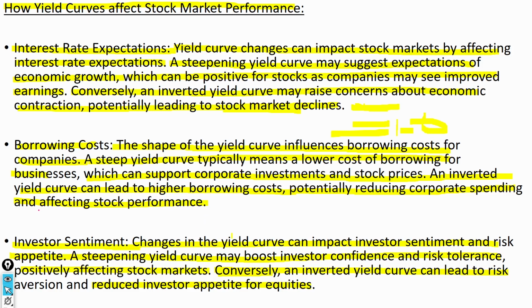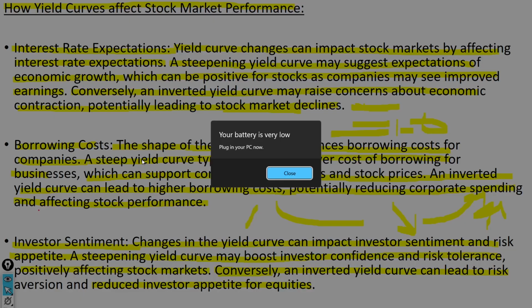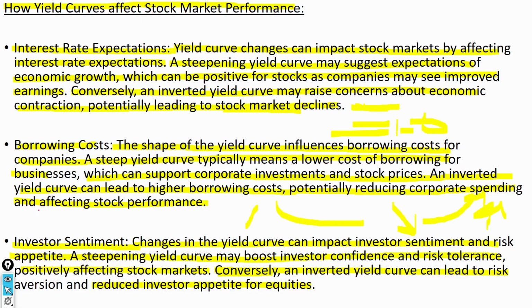So yeah, when the yield curve is inverted and short-term yields are high, the stock market is likely to fall. And when the yield curve is normal and the economy is doing good, the stock market is likely to rise. So yeah, that's it about this video.